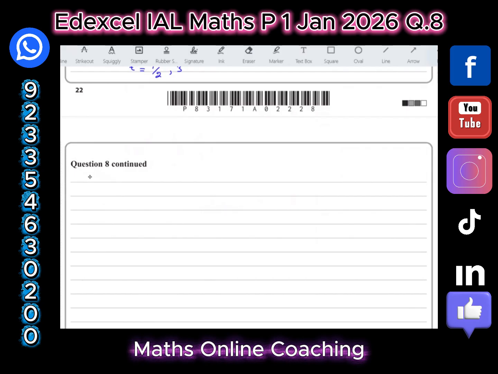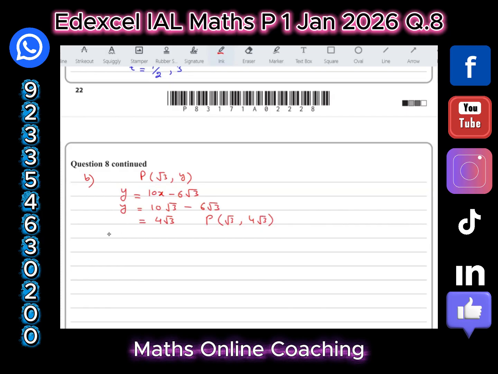So let us solve part B. The x coordinate of point P is square root 3 and we want to calculate the y coordinate. By using the equation of tangent, y is equal to 10x minus 6 square root 3, y is equal to 10 times square root 3 minus 6 times square root 3. This is equal to 4 square root 3. So the point P is (square root 3, 4 square root 3).